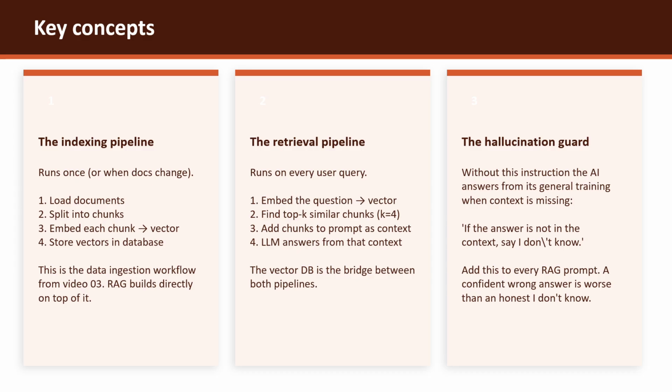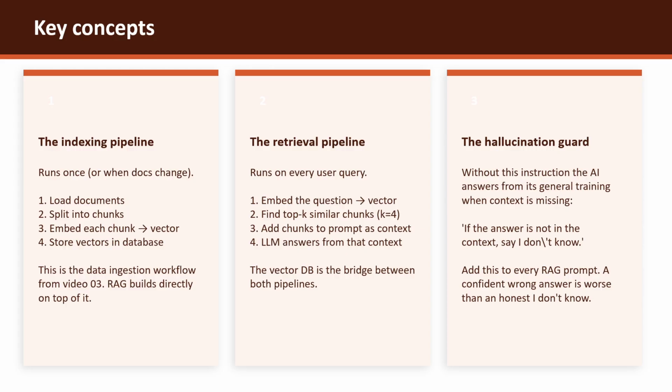Next, key concepts. 3 things to understand deeply. First, the indexing pipeline. This is the setup phase. You load documents, split them into chunks, convert each chunk into a vector using an embedding model, and store those vectors in a database. A vector, as we covered in video 3, is a list of numbers representing the meaning of a piece of text. The indexing pipeline creates the searchable knowledge base that the retrieval pipeline reads from.